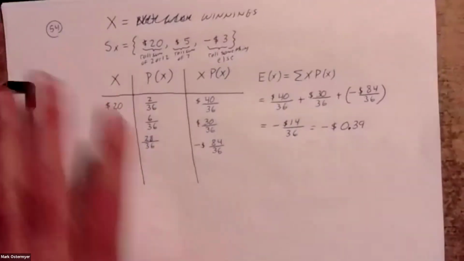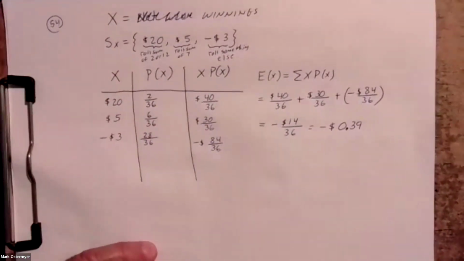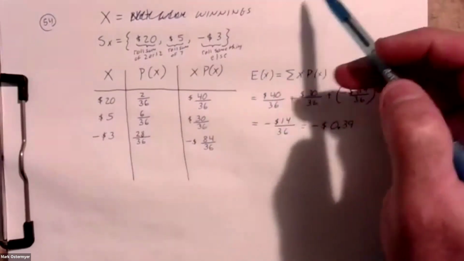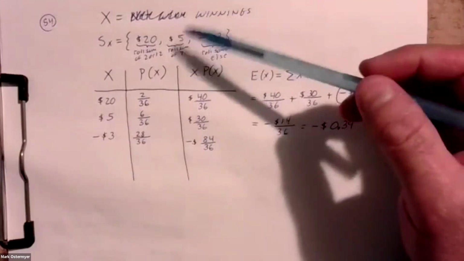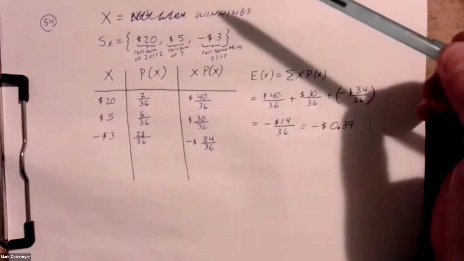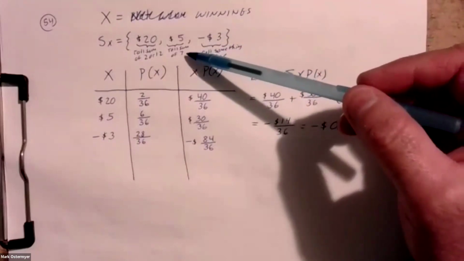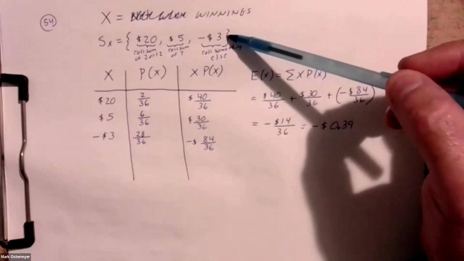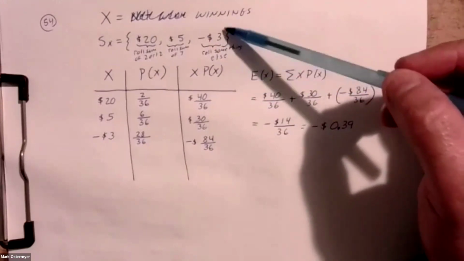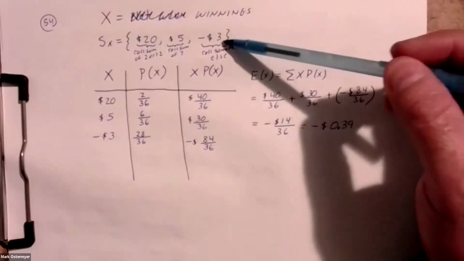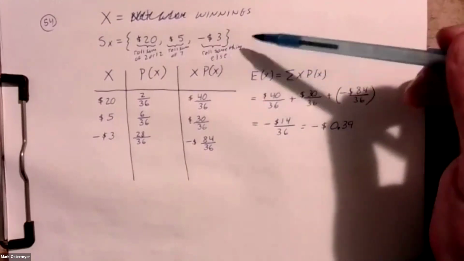Now, I defined X to be the winnings for this particular game. If you roll a sum of 2 or a 12, you win $20. If you roll a sum on two dice of 7, you win $5. It costs $3 to play the game. So this would occur if you roll some other sum other than 2, 12 or 7. That means you lose your $3.